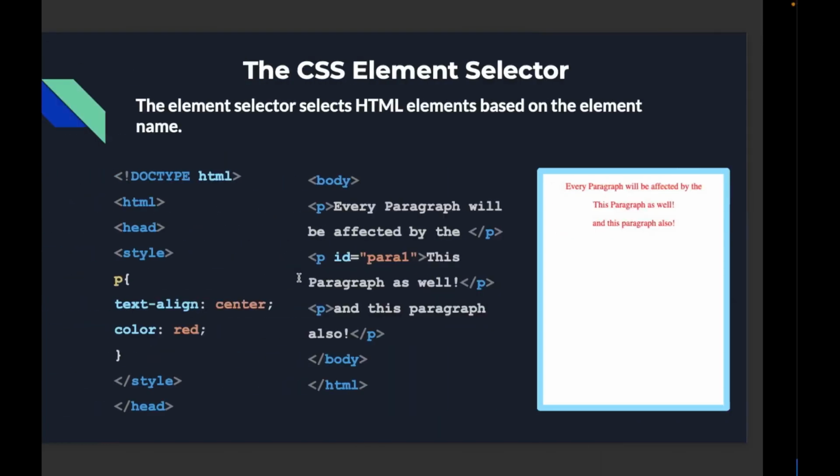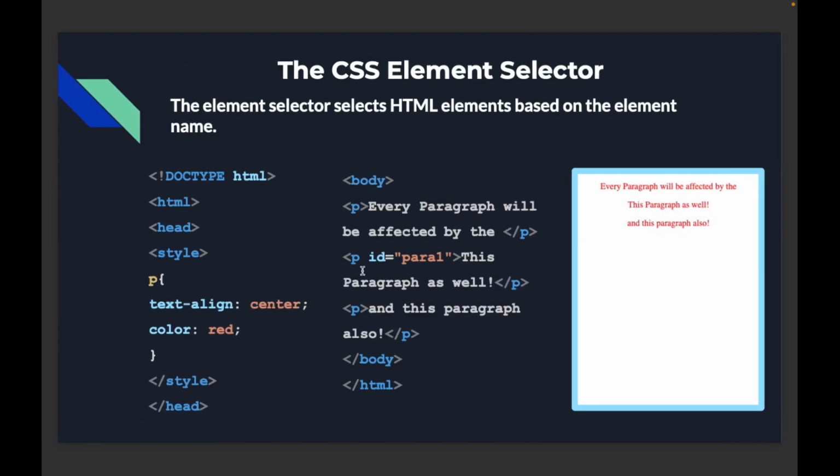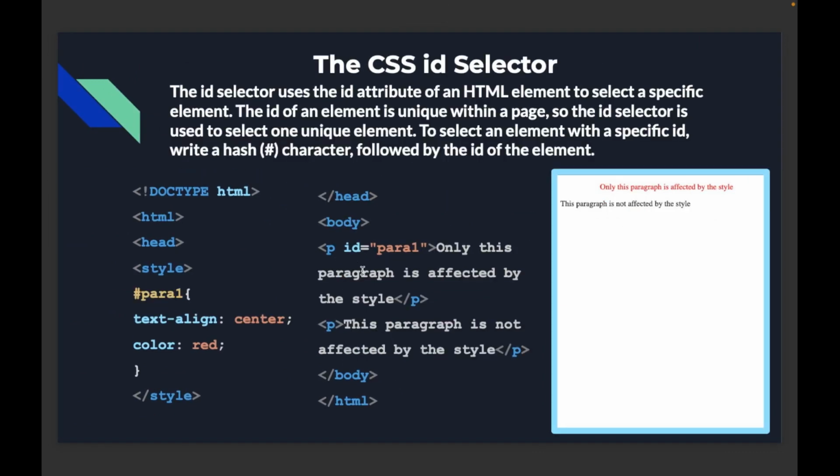Now the ID selector uses the ID attribute of an element to select a specific element. The ID of an element is unique within a page. So the ID selector is used to select one unique element. To select an element with a specific ID, write a hash character followed by the ID of the element.